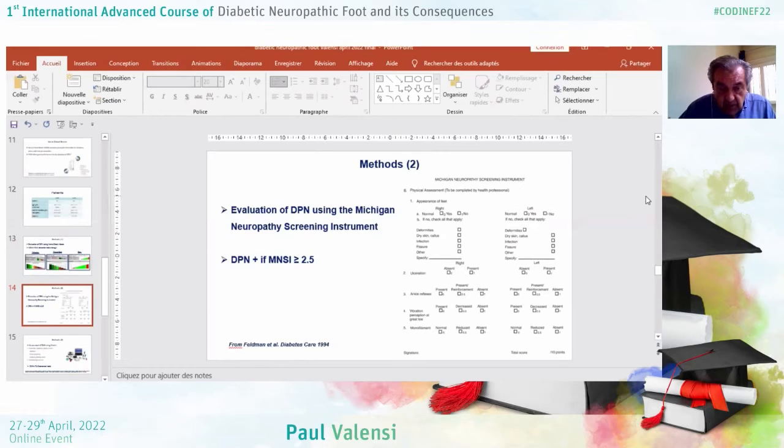And also, we use the Michigan Neuropathy Screening Instrument, this simple test, which includes the appearance of feet, presence or absence of ulceration, ankle reflexes, vibration perception, and monofilament. And DPN was considered to be present if MNSI was equal to or higher than 2.5 on the scale of 10.